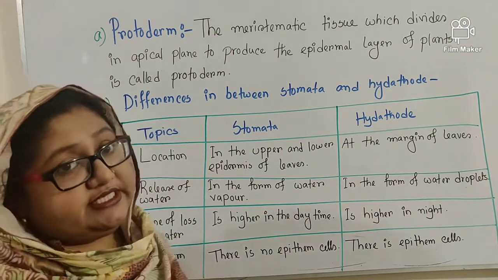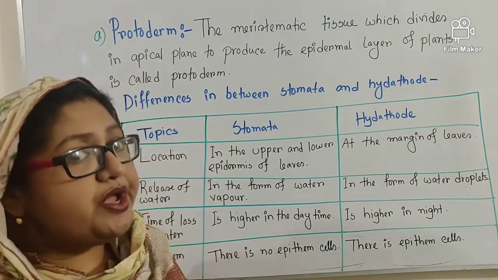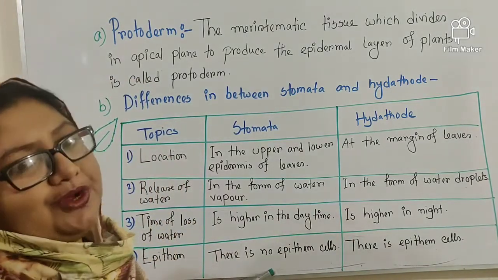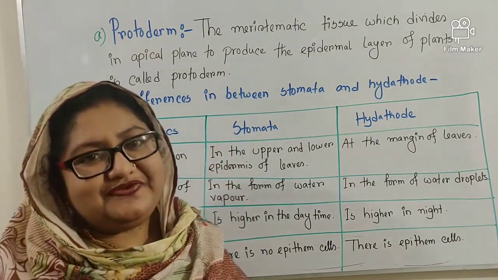The last topic is epithem. Epithem is one kind of cell that is present especially in case of hydathode. But there are no epithem cells in the stomata. So these two are the knowledge-based and comprehensive questions.